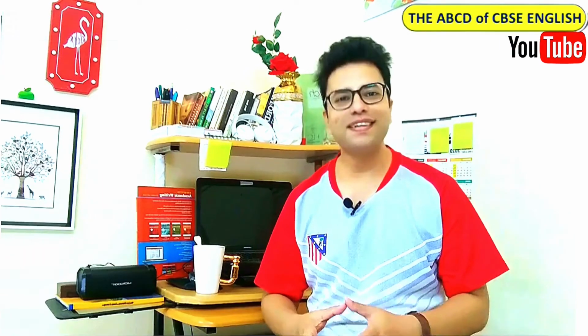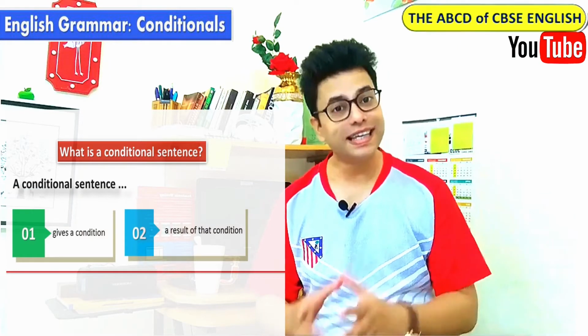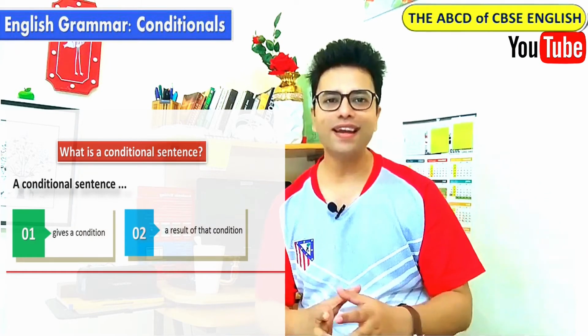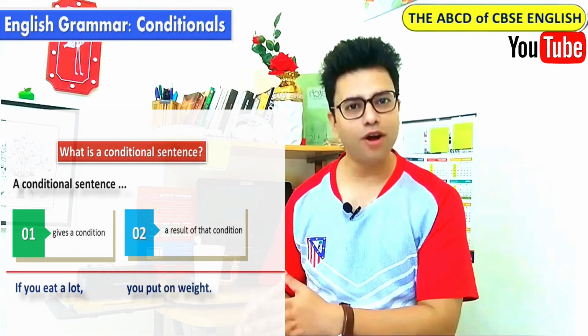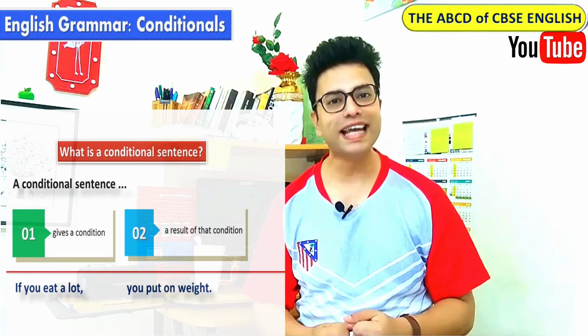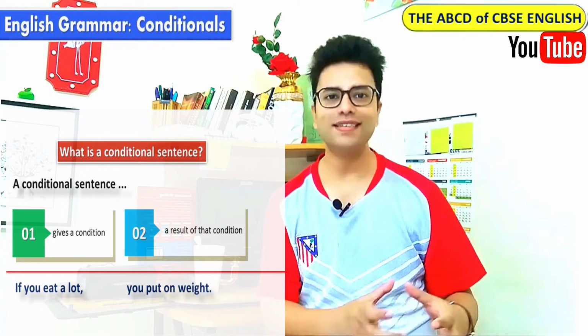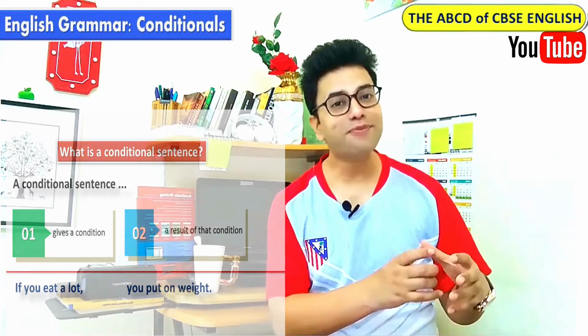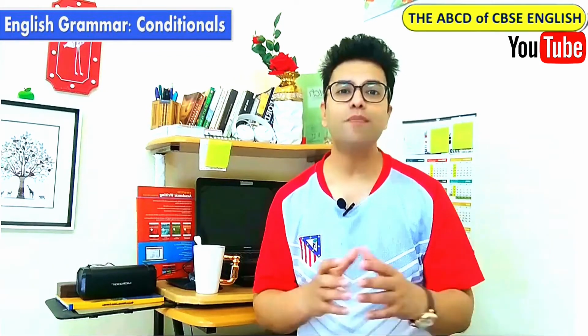Now let us begin with the primary question. What is a conditional sentence in English grammar? Now a conditional sentence gives a condition first and then a result of that condition. For example, if you eat a lot, you put on weight. In this sentence, if you eat a lot is the condition and you put on weight is the result of that condition. Now please remember that most conditional sentences generally start with if, and all conditional sentences have two parts.